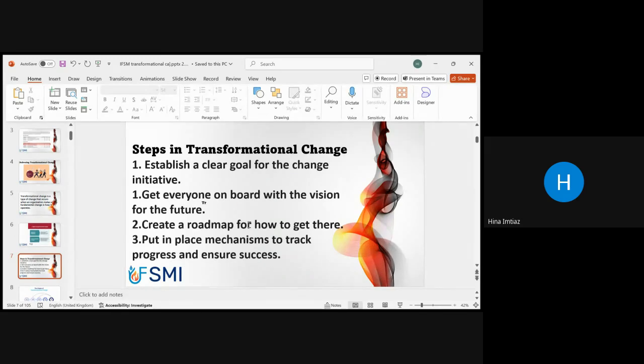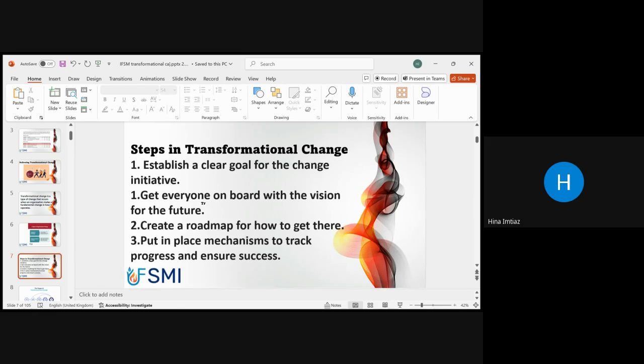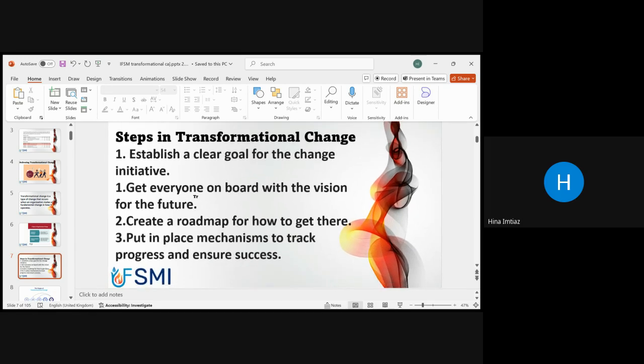So in other words, basically, transformational change is very good for the environment and for the next generations. Otherwise, we will stick to the traditional and conventional methods. So, transformational change basically brings innovation, brings creativity, and it's very good for the economy as well.